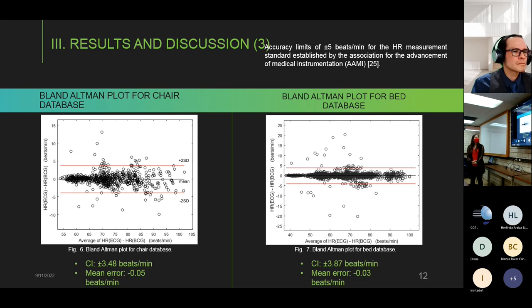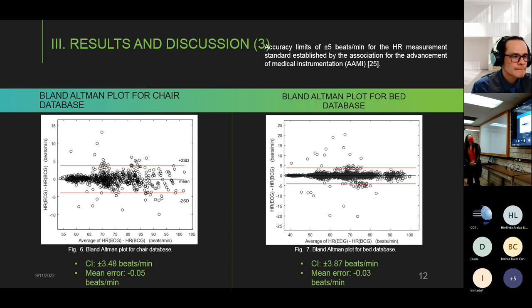In addition, to verify the results, we carried out the Bland-Altman test, a statistical test, to find the agreement between the heart rate calculated from the JJ intervals from the BCG and the RR intervals from the ECG, which is considered as a reference signal. For the CHERI database, we obtained a confidence interval of plus minus 3.48 beats per minute and a mean error of minus 0.05 beats per minute. For the BED database, we obtained a confidence interval of plus minus 3.87 beats per minute and a mean error of minus 0.03 beats per minute.